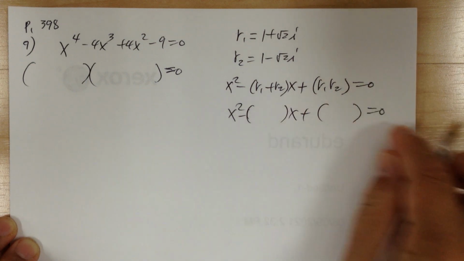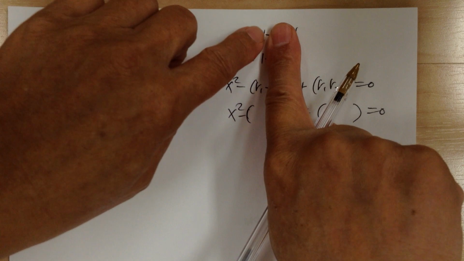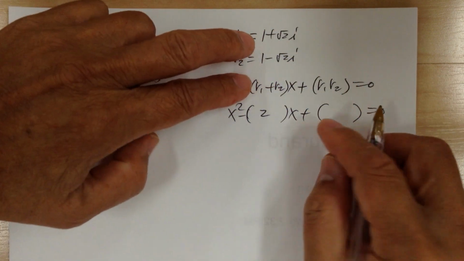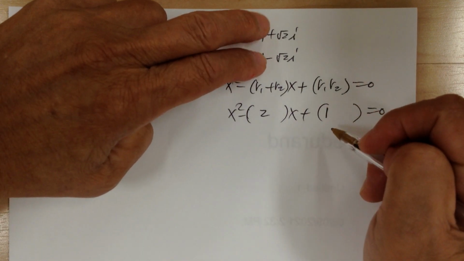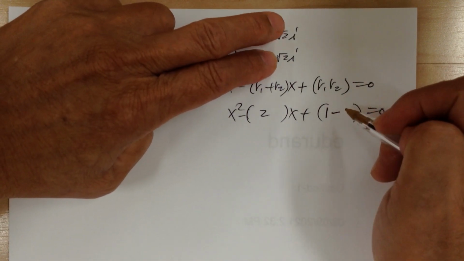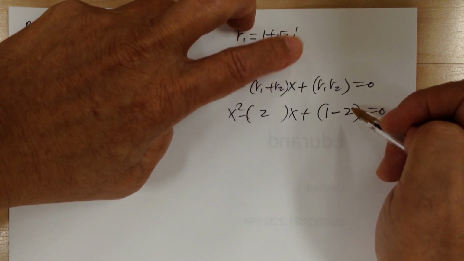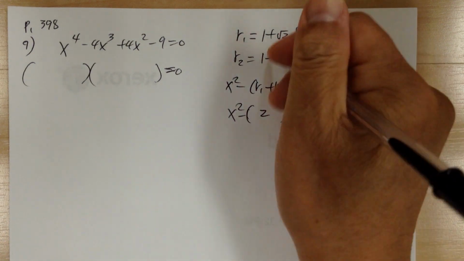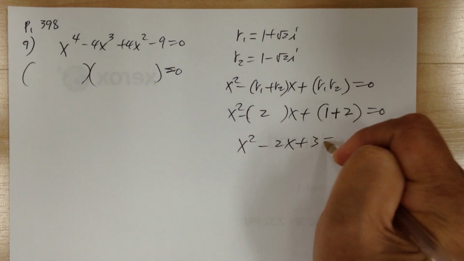So get your template ready. When you're adding, the plus or minus will cancel out, so you just have 1 plus 1, which gives you 2. Well, when you multiply the corresponding parts, 1 times 1 is 1, plus times minus is minus, square root of 2 times square root of 2 is 2, negative i times i is negative 1, so negative 1 times negative 2 will give you plus 2. So these two answers came from x squared minus 2x plus 3 equal to 0.